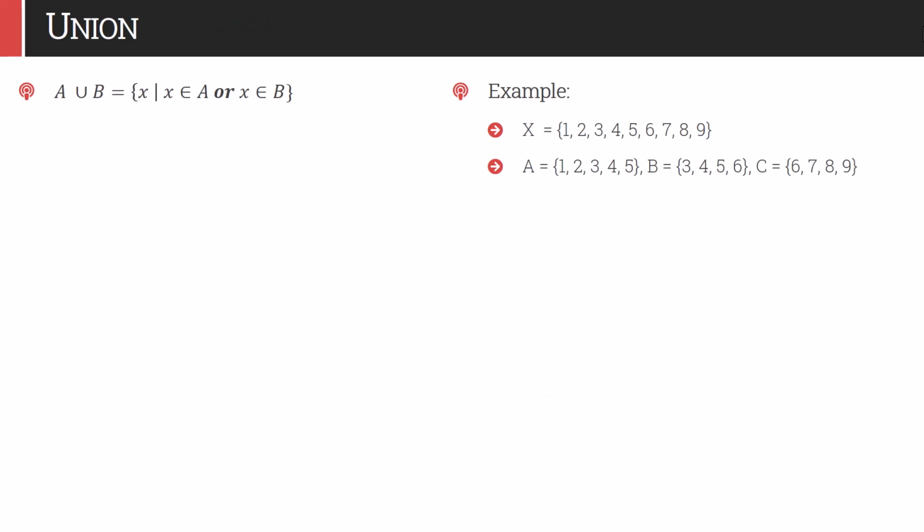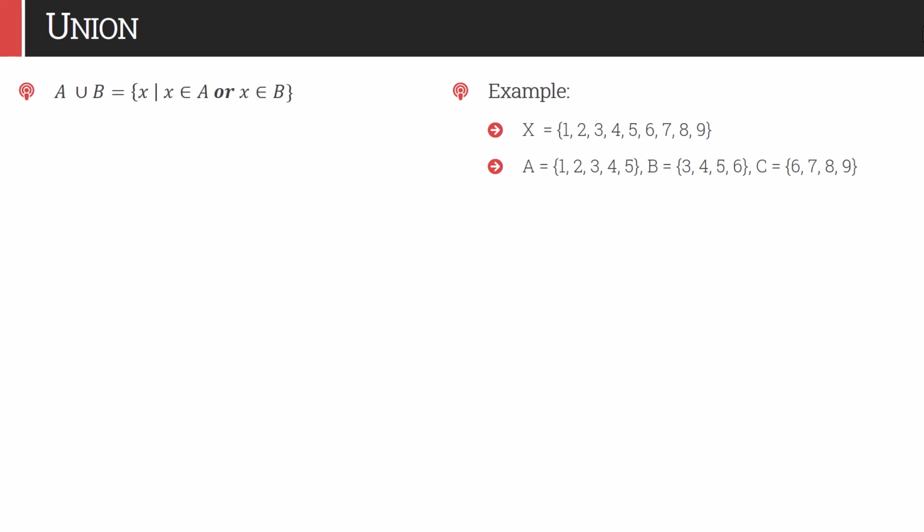Now we will consider all the operations with examples. Mathematically, we can represent A union B by all the elements X, where X is a member of A or X is a member of B. So if an element is present either in set A or in set B, then that will be part of A union B.